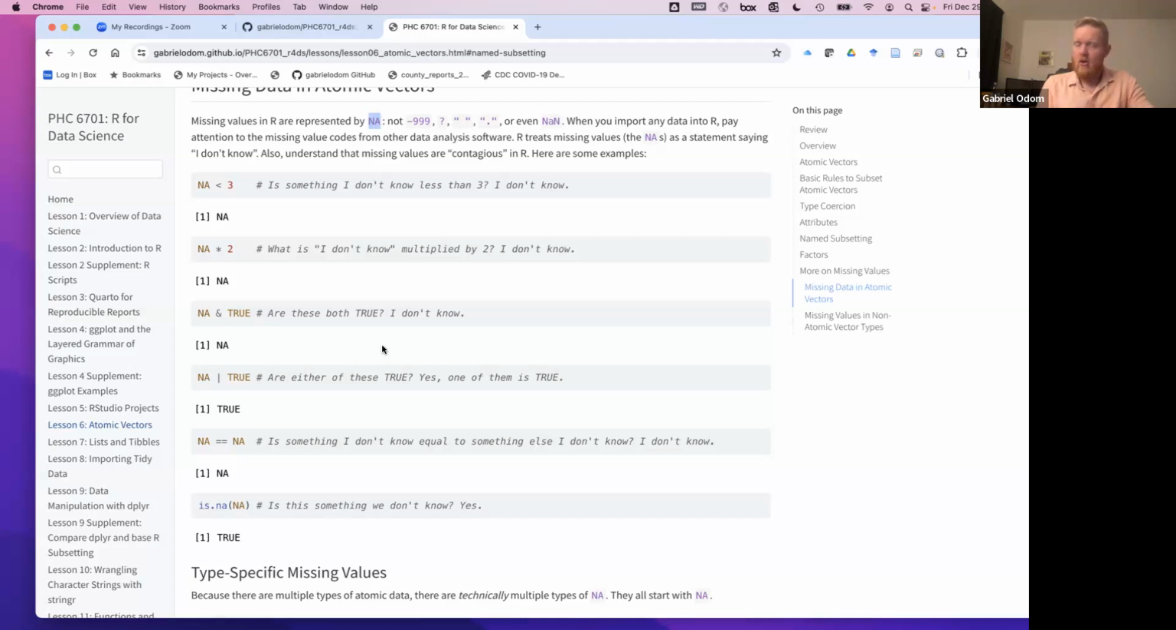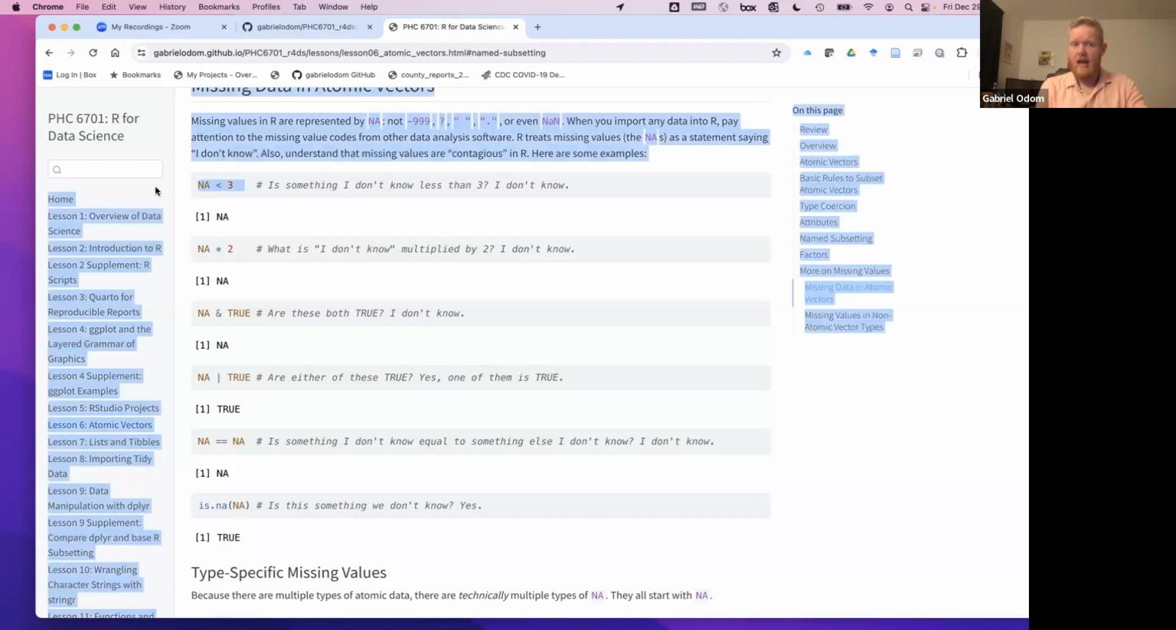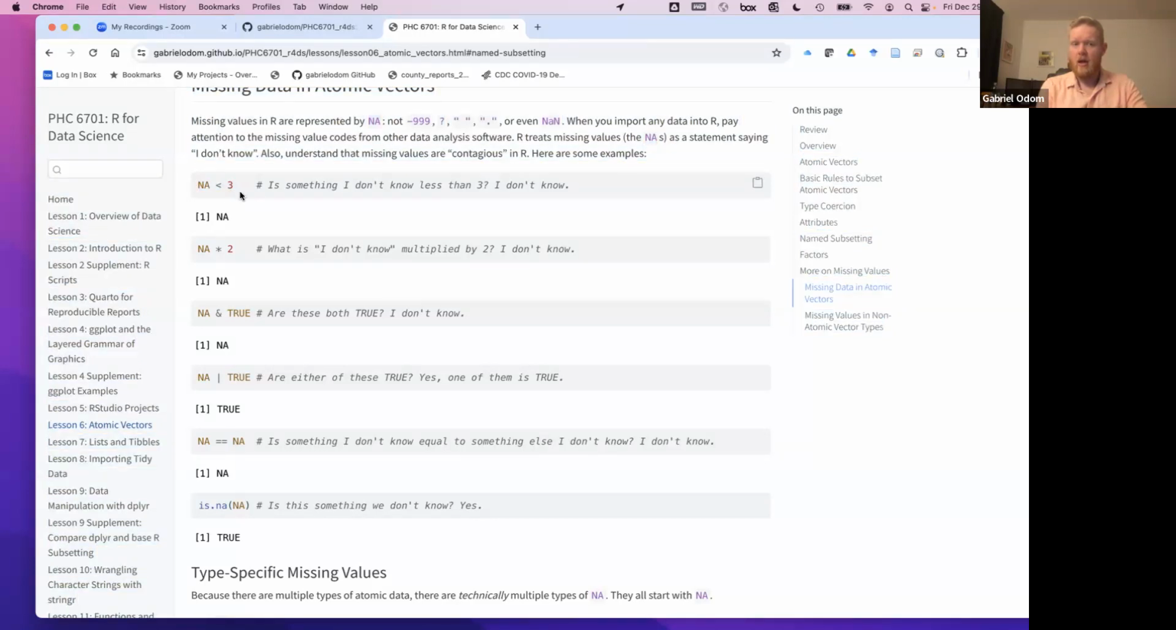All right. So if you ask, is something unknown less than 3? That's what this is saying: is NA less than 3? Well, I don't know if NA is less than 3 because I don't know what NA is. Again, what is NA times 2? What is I don't know times 2? Well, I don't know, because I don't know what NA is. How about this one? NA and true: are both NA and true true? Well, if I don't know what NA is, how am I going to know whether or not it is true?